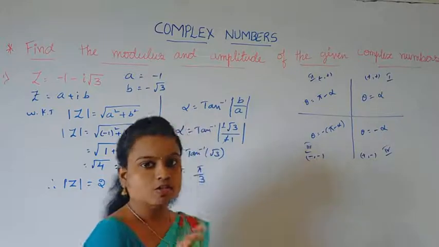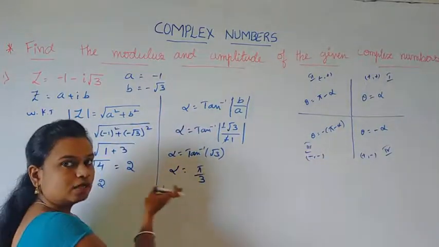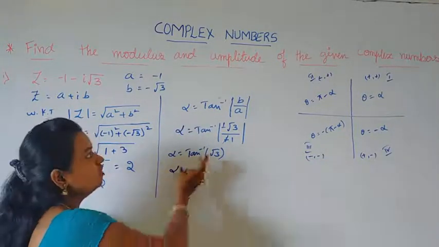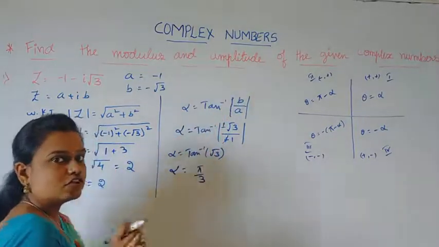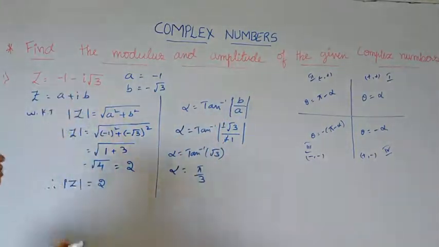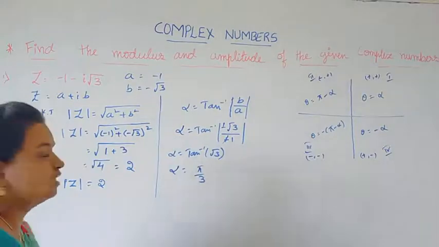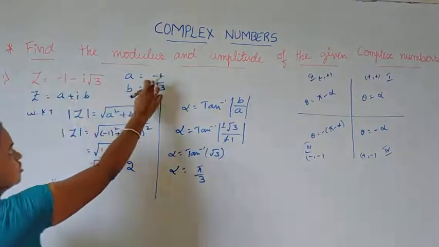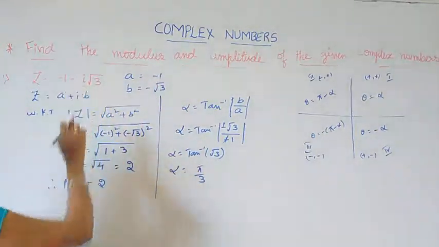You must know this. So for this problem we get the value of alpha. We have to find the amplitude. First observe which quadrant the given complex number lies in. So here the real part is minus, and the imaginary part is also minus.